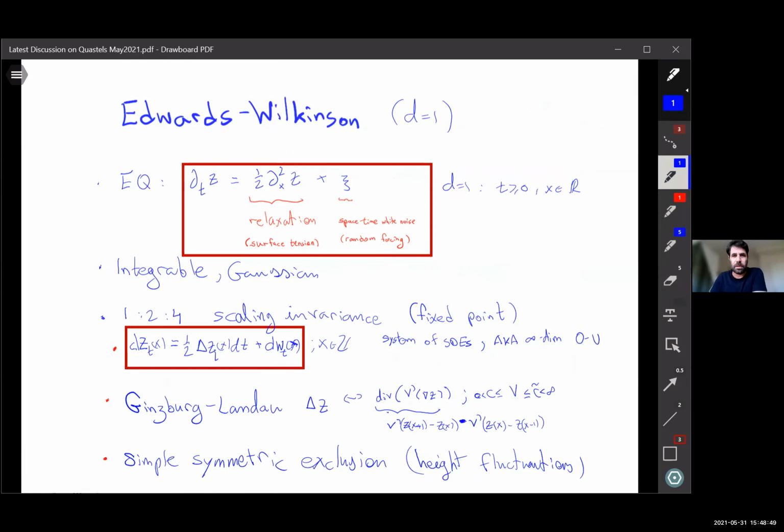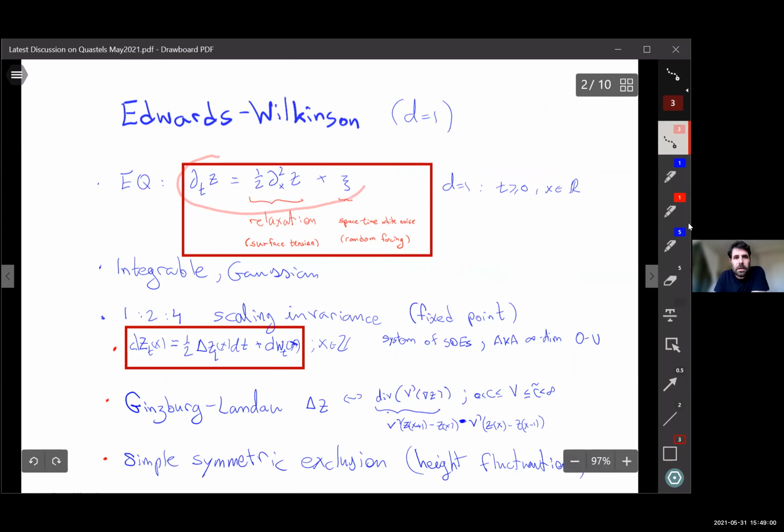The easy case is the Edwards-Wilkinson universality class and fixed point, and this one has this equation. This is the stochastic equation with additive noise, or the Edwards-Wilkinson equation. And this is an integrable system. It is Gaussian, the fluctuations are Gaussian. It satisfies the 1, 2, 4 scaling invariance. In other words, it is a fixed point of its own in its own class. So this is the terminology that we use here.